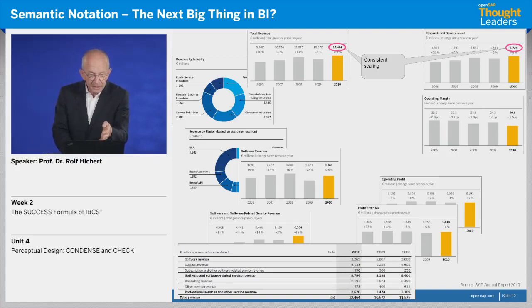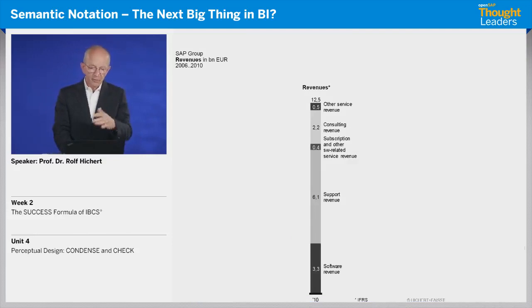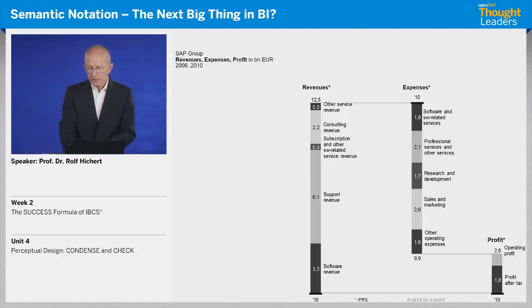So here the 2010 values of total revenue do not look the same as the research and development, which is 1.7 billion versus 12 billion. So what can we do? We can stack the revenues, these 12.5 billion in those days, in a very simple column chart. We can subtract the expenses and then show the effect on profit. Properly scaled, very simple, easily labeled.